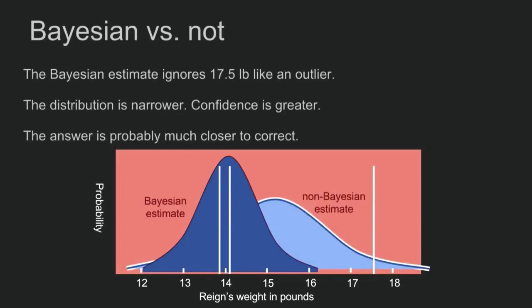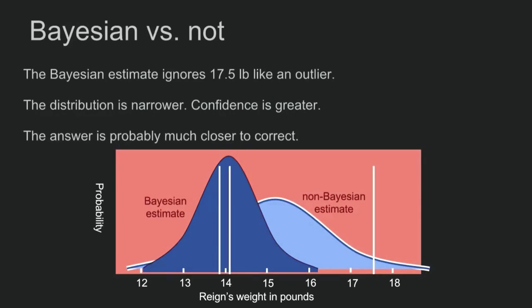And now we compare this with our original estimate. It's labeled non-Bayesian here, but more accurately it could be Bayesian with a uniform prior. You can see that it is much broader, and also the peak of that curve is in an entirely different place. So the answer that we got is more confident because it's more centered, and it's probably, based on what we know, closer to being correct.